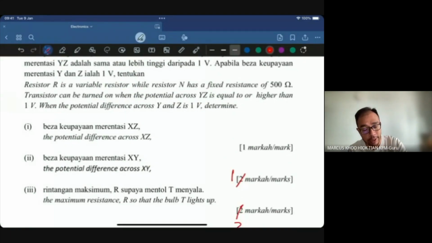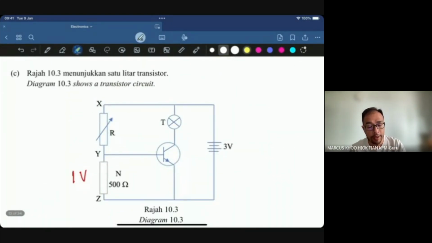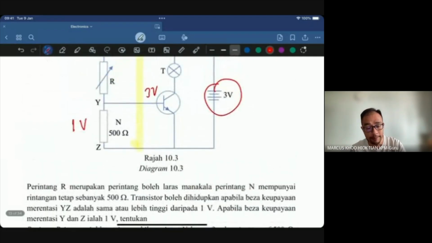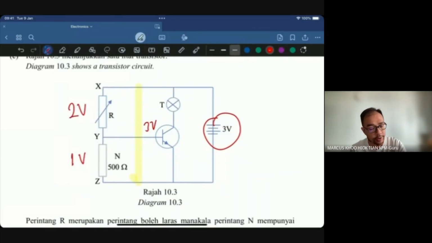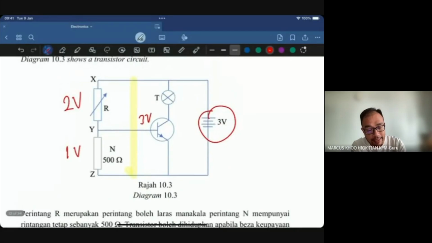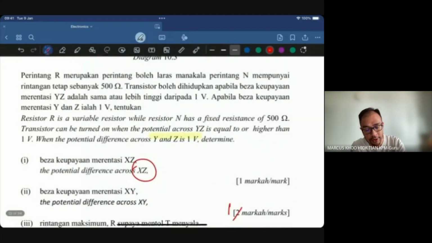So when the potential difference is 1 volt, you already say here 1 volt. Now if you remember, the whole thing here is 3 volts, the same as the supply. So if they've already given us YZ is 1 volt, logically XY will be 2 volts. No need to think about this. There's really nothing to calculate, it's just logic. But the question is across XZ, from X to Z. So the answer for this is 3 volts.